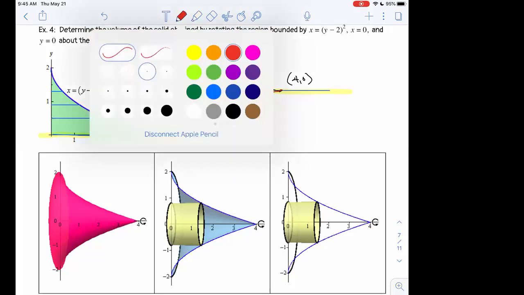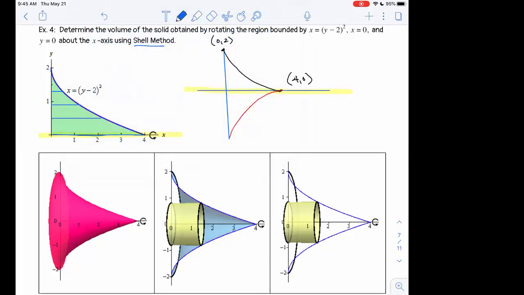So if the question says use shell method, then you need to show me lines that are parallel to that axis of revolution, right? So if a problem says shell method and you're drawing your lines like that, then I know that you weren't listening, okay? So make sure that you draw lines that represent the method that you're going to use. So we want to draw lines that are parallel to that axis of revolution. And so this one would actually be the height for the shell that's like right here.